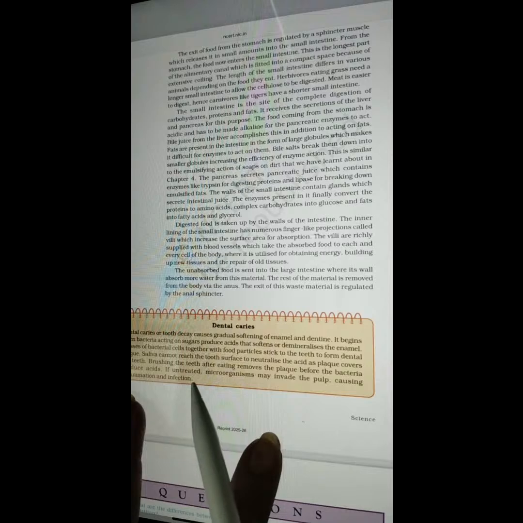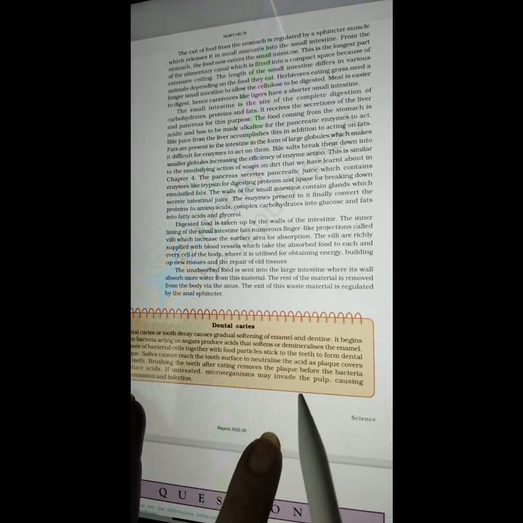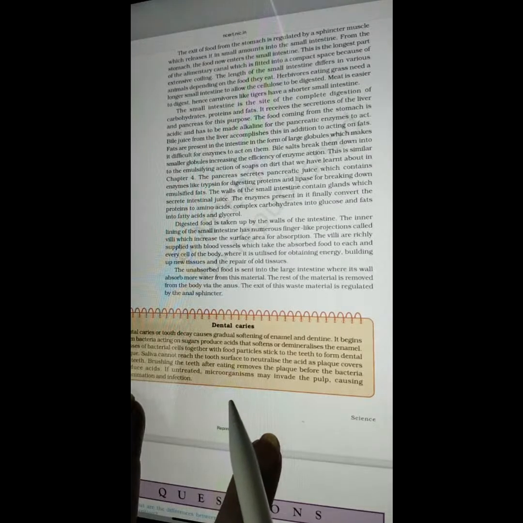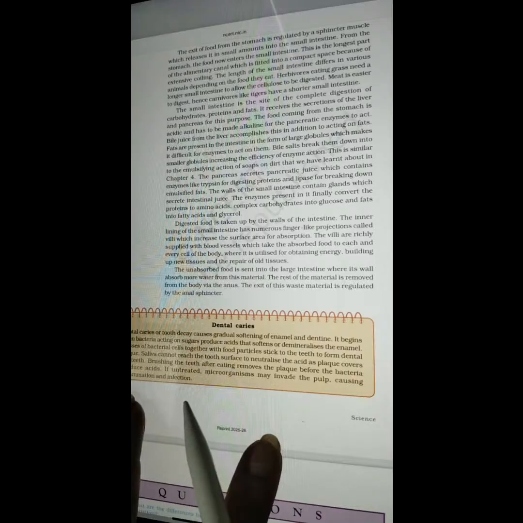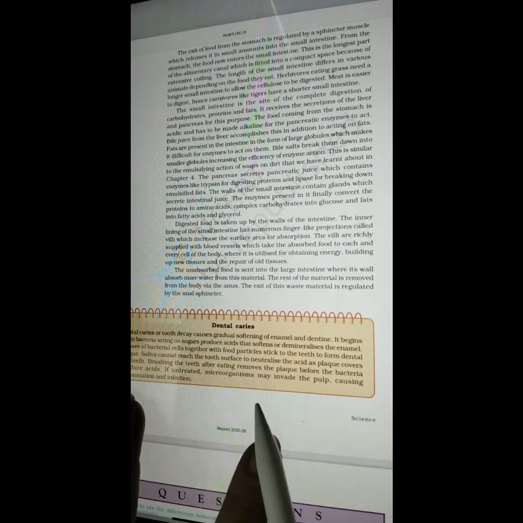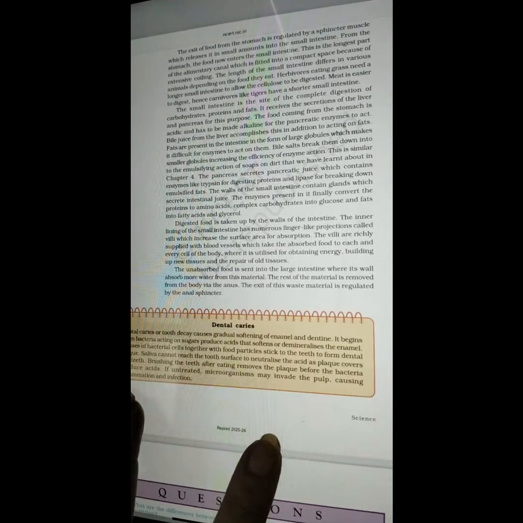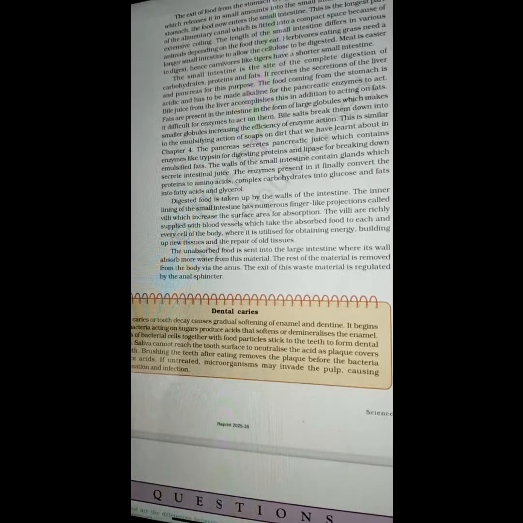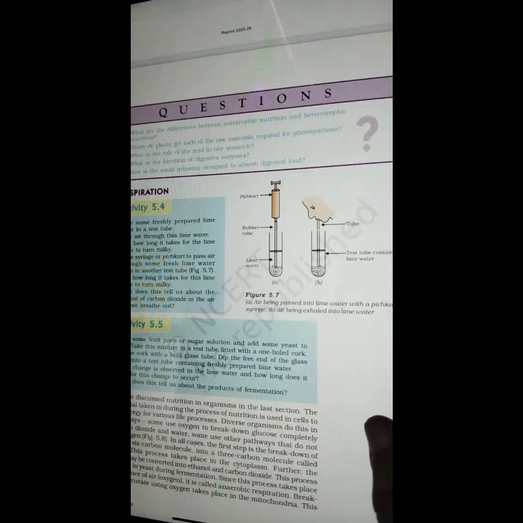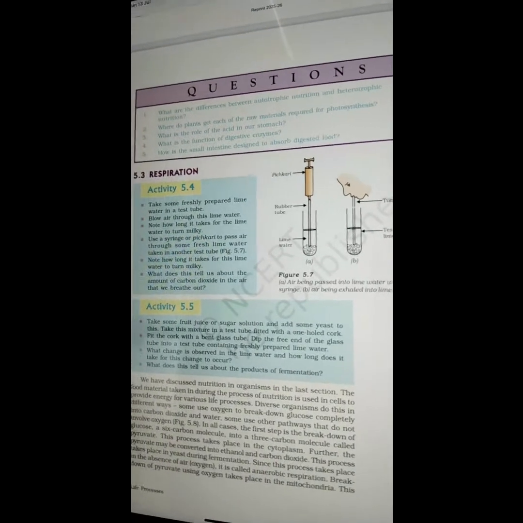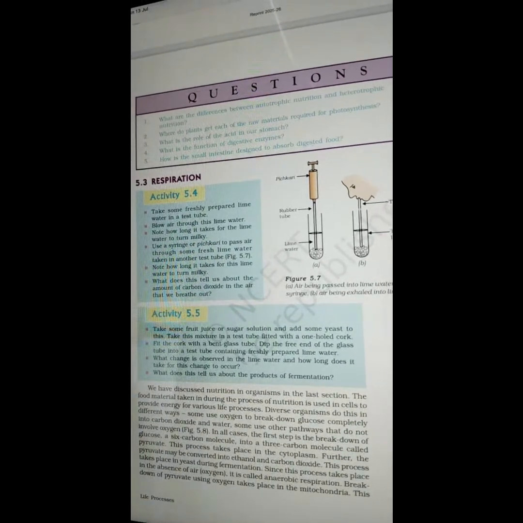Saliva cannot reach the tooth surfaces to neutralize the acid as plaque covers the teeth. Brushing the teeth after eating removes the plaque before the bacteria produce acids. If untreated, microorganisms may invade the pulp, causing inflammation and infection. So we are done with this page as well. Now come to the next page where in-text questions are given to you.